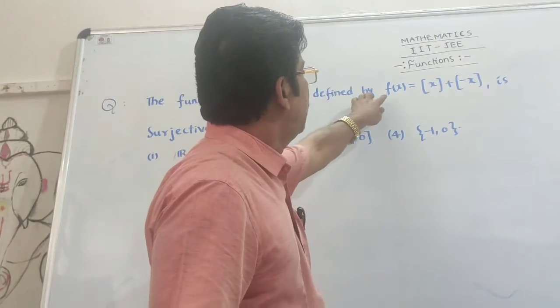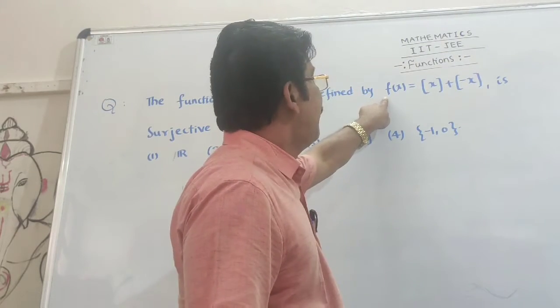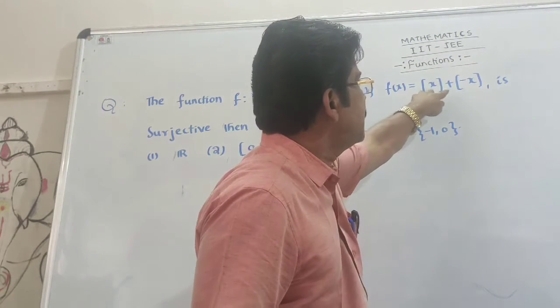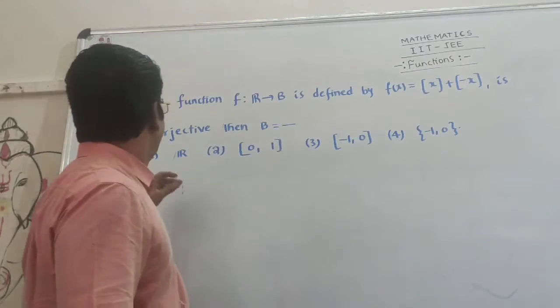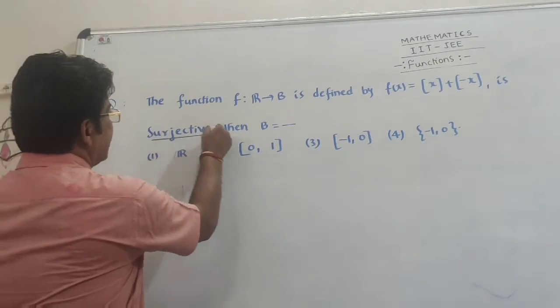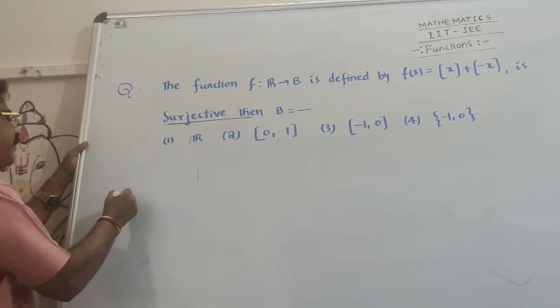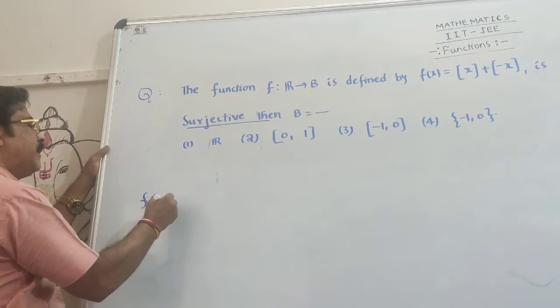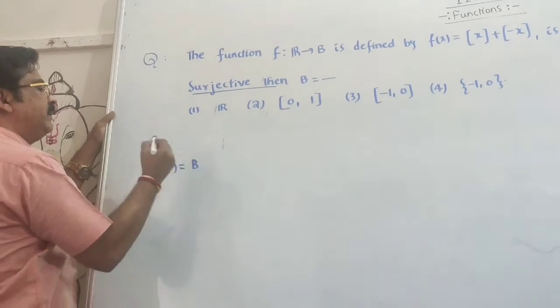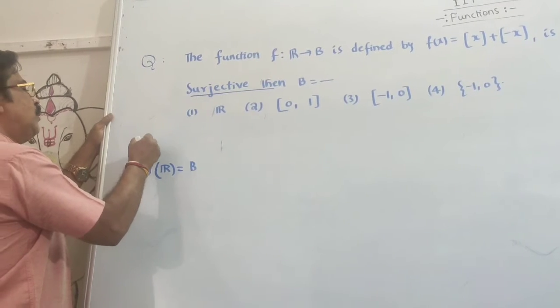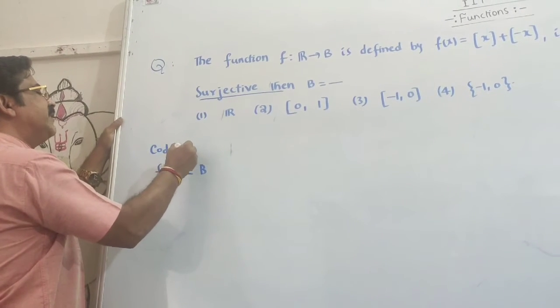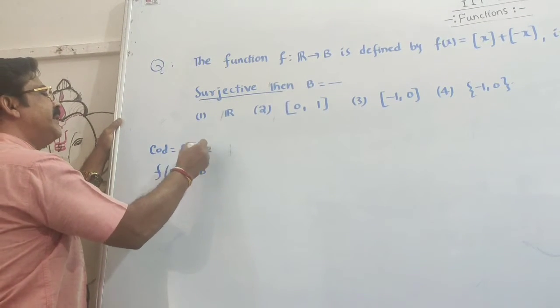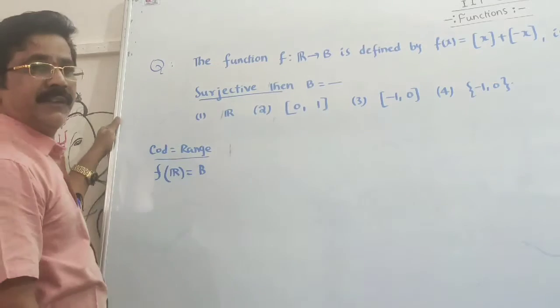Question, but the function is different. f of x equal to floor of x plus floor of minus x. f is a surjective function. Surjective function means the domain, capital R, is equal to the codomain. Here codomain is equal to range. That is the complete meaning of f of x being surjective.